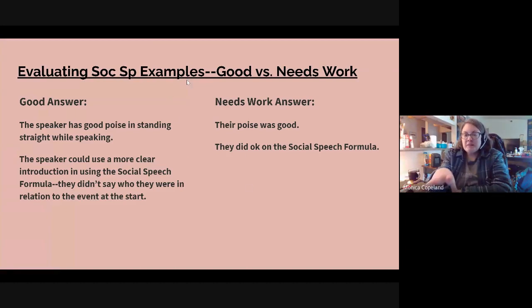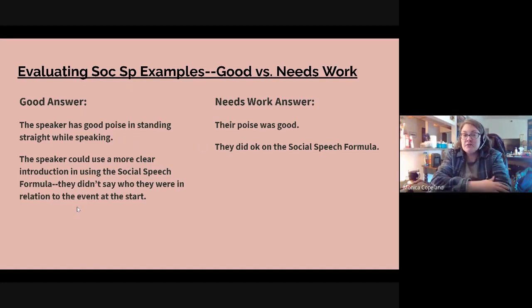So let's go over what this might look like when you write about the social speeches. I'm going to show you a good answer versus a needs work answer. You have to comment on PV legs and on social speech formula. My first comment is on PV legs. The speaker has good poise and standing straight while speaking. That's a good answer because it not only talks about which performing aspect, it explains why. It gives detail. On the other hand, I sometimes get answers like this under the needs work: their poise was good. What about their poise is good? Be specific. Are they standing up straight? Do they seem confident? What is it that shows you that?